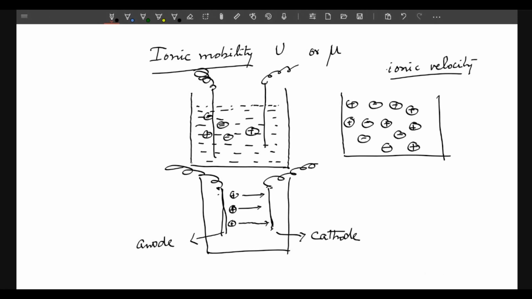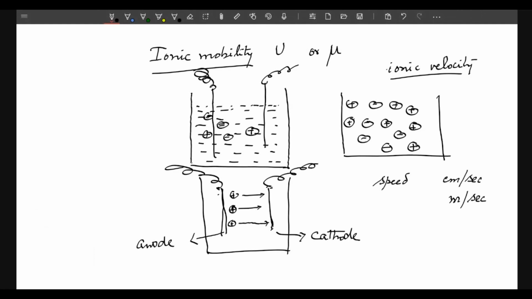Now we call this movement of ions, or with what speed it is moving, that is, how many centimeters per second it has traveled in the applied potential, the speed of the ion. The centimeters traveled per second, or in some books in SI units, the meters traveled in the applied electric field. Without the electric field, you can't give the speed of the ion because it undergoes frequent scattering.